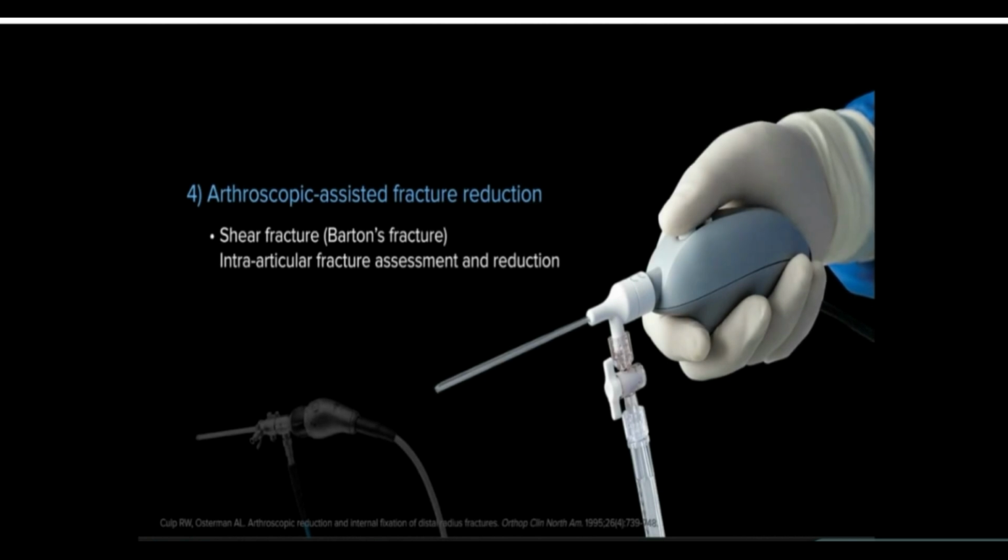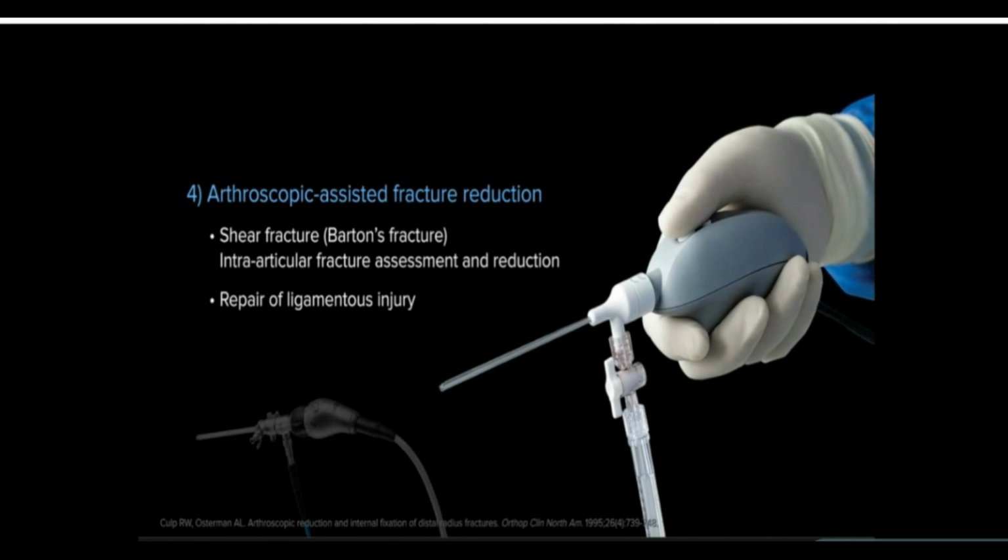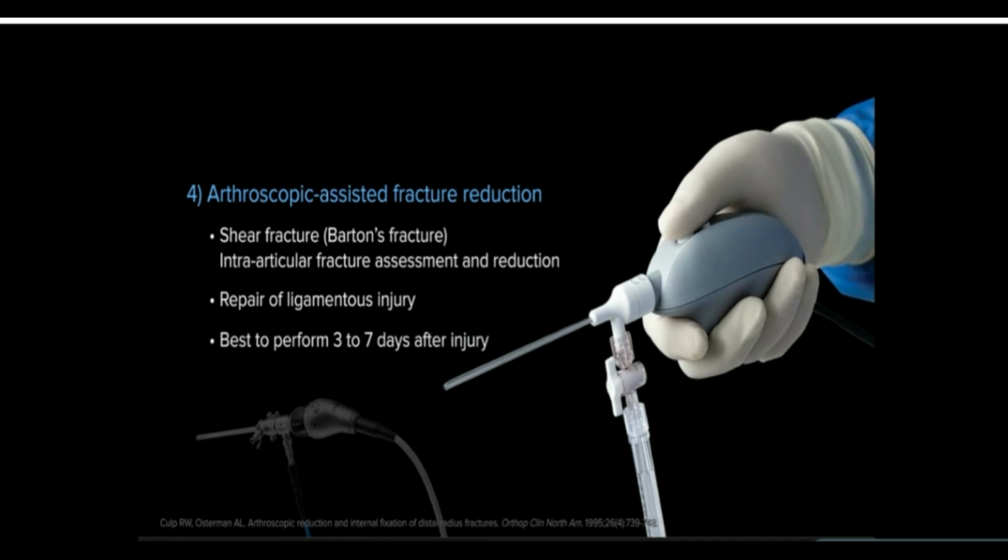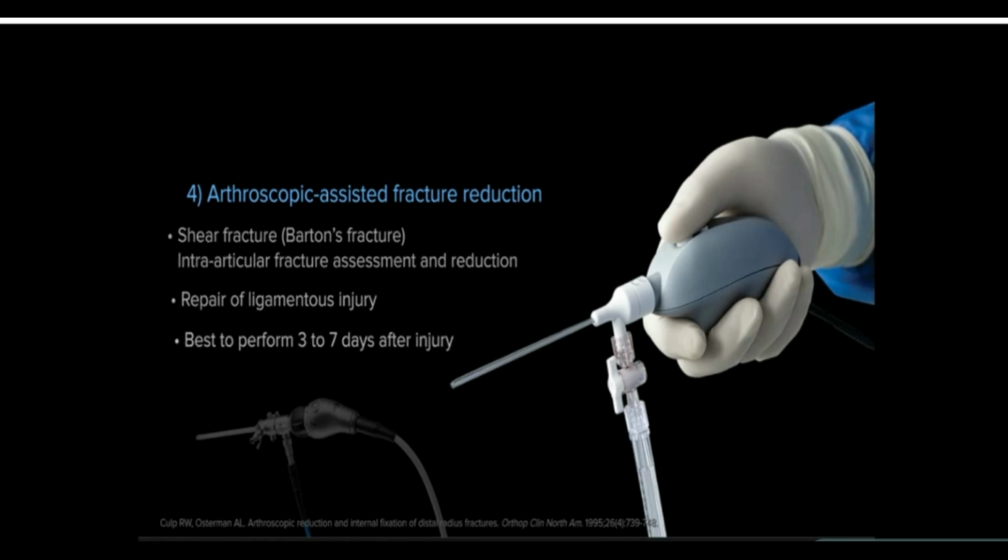Intraarticular fractures of the radius can be arthroscopically assessed and reduced, along with repair of ligamentous injury. An arthroscopic assisted surgery is best done 3 to 7 days after initial injury, because if it is performed later, there may be difficulty in manipulating the bone fragments.